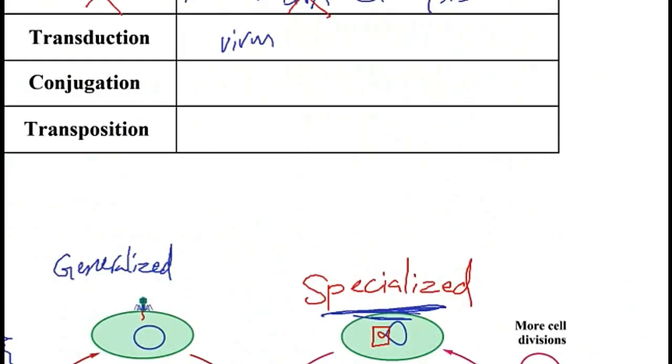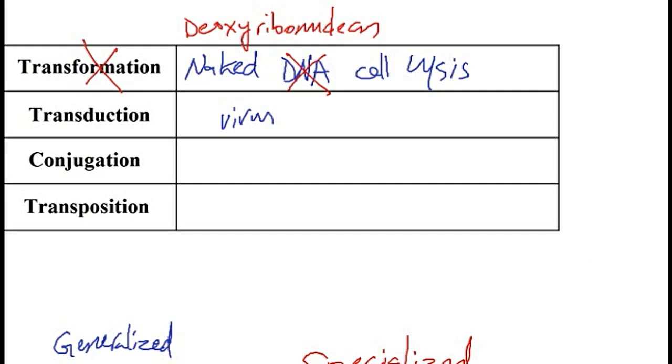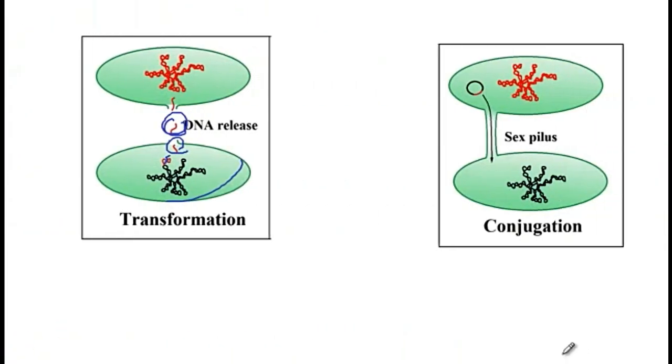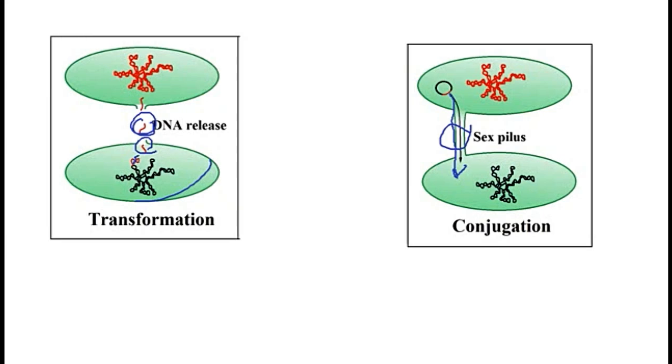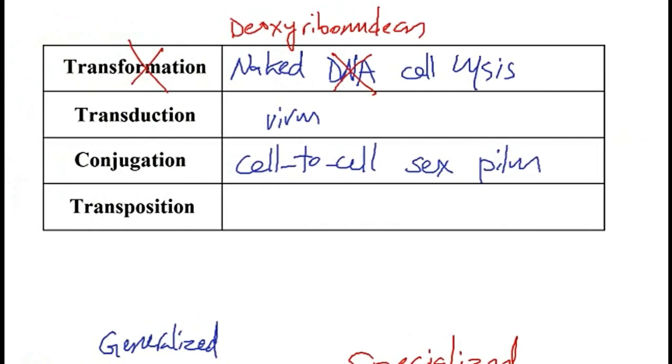The next mode of gene transfer is called conjugation, and it's via direct cell-to-cell contact via a sex pilus. So here is an example of conjugation. As you can see, there is a sex pilus that allows the gene to be transferred from one cell to another. And finally, the last condition is transposition.